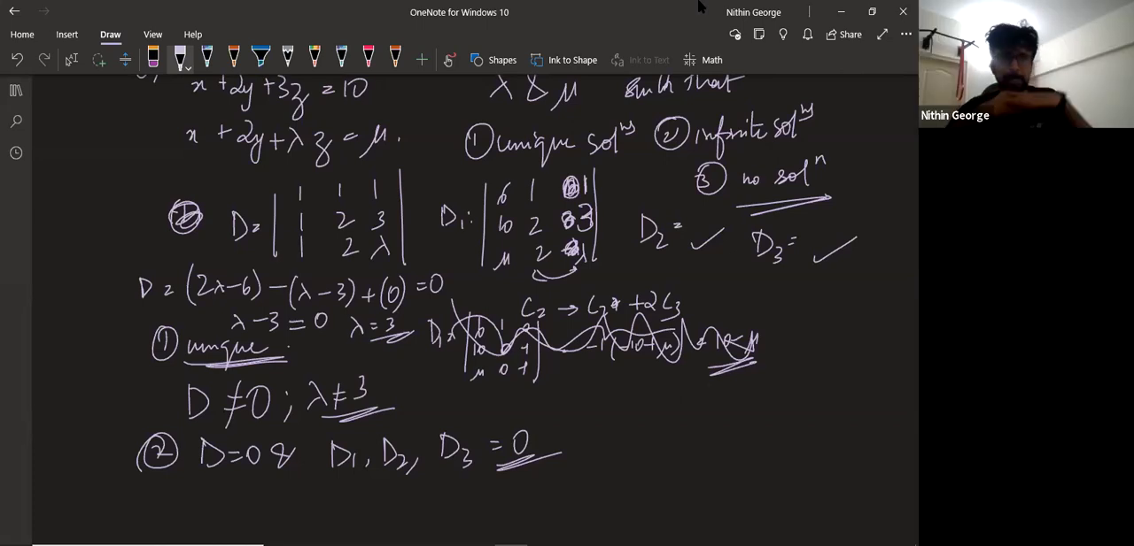Since they should be the same plane. Correct. That's the idea. Two of these planes should be the same thing. The other plane will intersect at a line. That's the idea. So basically, this becomes 10, this becomes 3. That way you can look at it. So these two become the same thing. D1 becomes equal to D3.